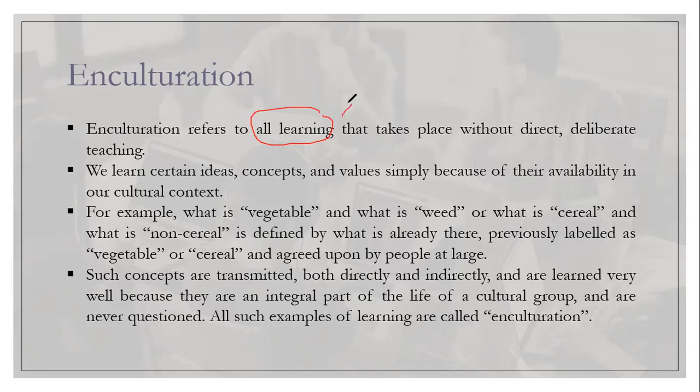It can be observation. It is all learning which takes place without direct teaching. No mother, father, or friends are teaching you anything. You will just learn. We learn certain ideas, concepts, values. This is what culture means. We have seen the definition, right? It is just recalling, simply because of their availability in our cultural context.